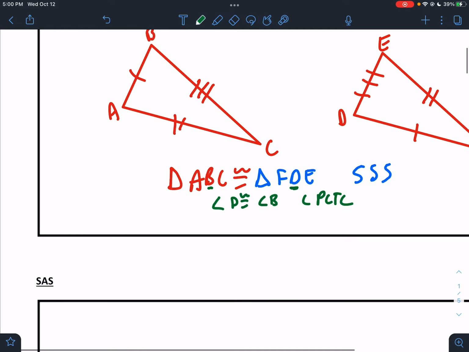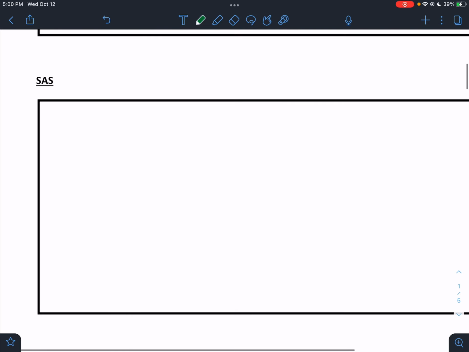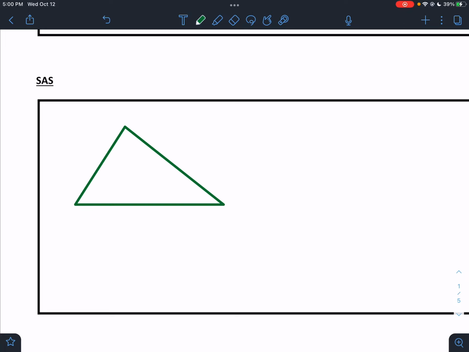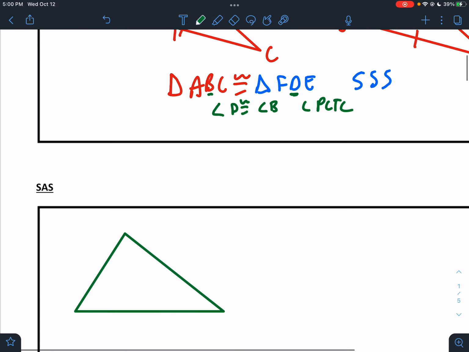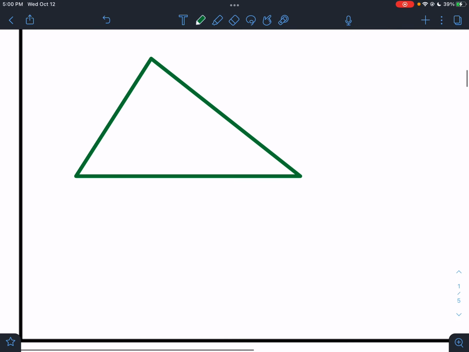Okay. So that's the first one. Let's look at the second one. I'm going to do it in GeoGebra as well. It's called side angle side. So let's say we have a triangle here. So this was 3 S's. This is going to be SAS.